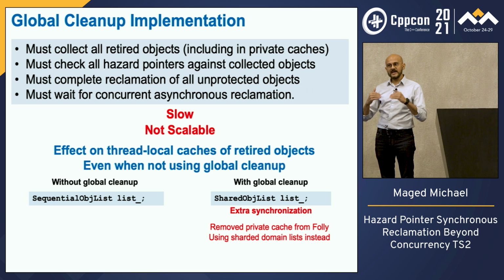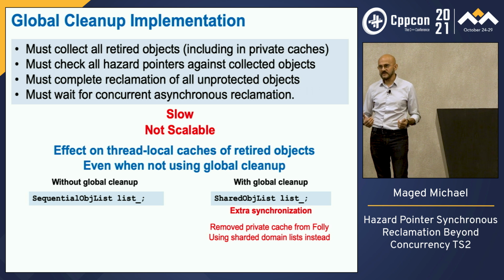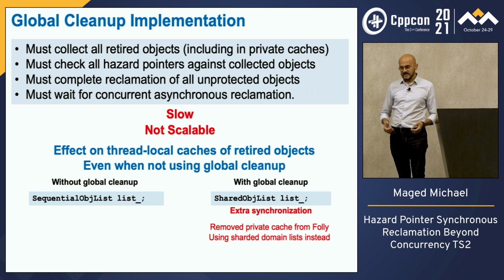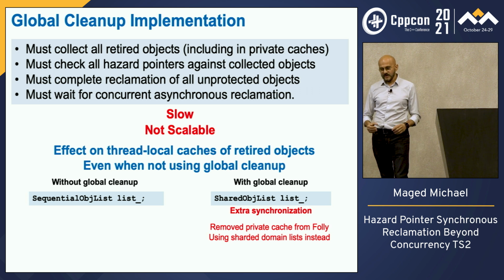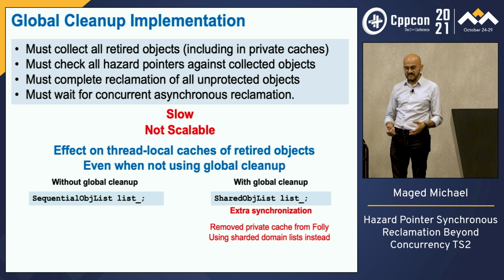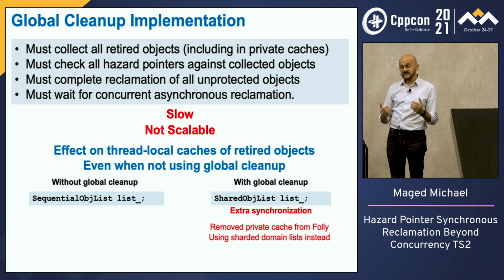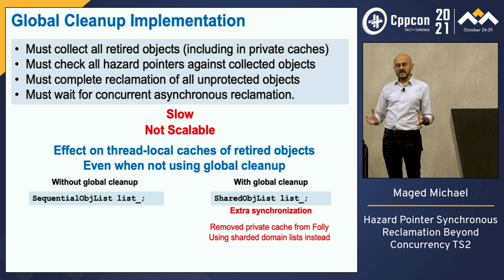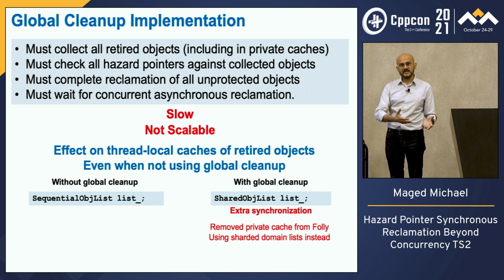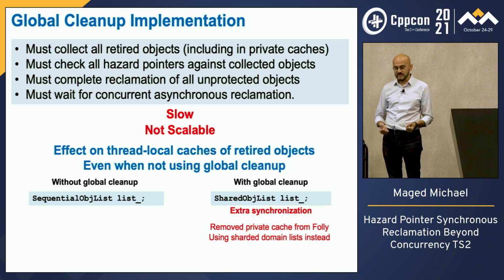So we want to guarantee that we're waiting for it before we return, because that's a promise we give for global cleanup. So it is scalable. It's definitely not scalable. It's slow and not scalable. Now there's another extra overhead: even if we don't use global cleanup at all, we're actually causing a slowdown for the regular use case.